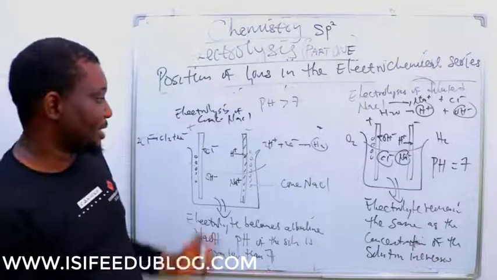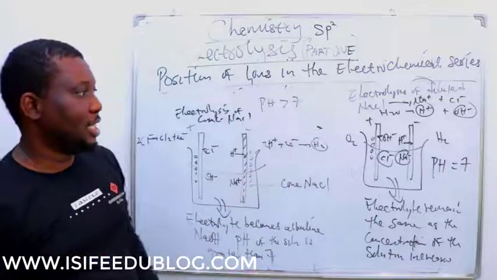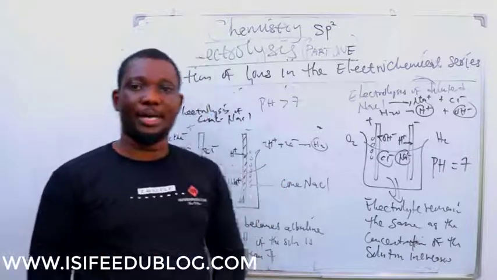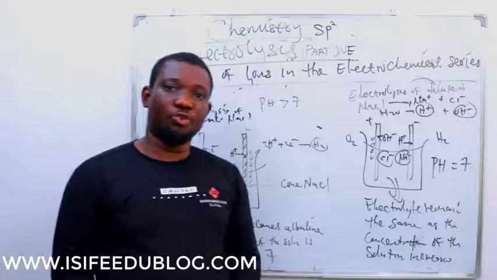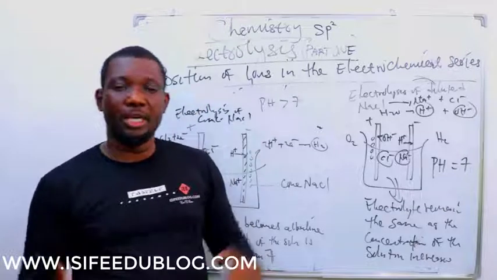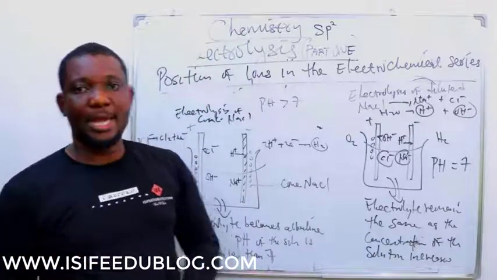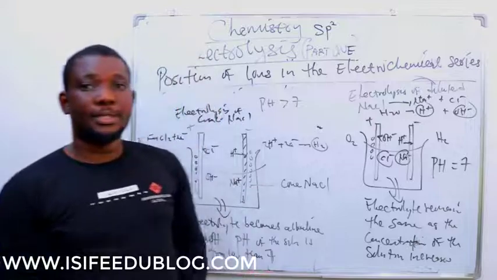That is because they are far apart in their electrochemical series. So one criterion that determines whether concentration will be favored is not only concentration, but also that the two ions that are competing must be close to each other in the electrochemical series.